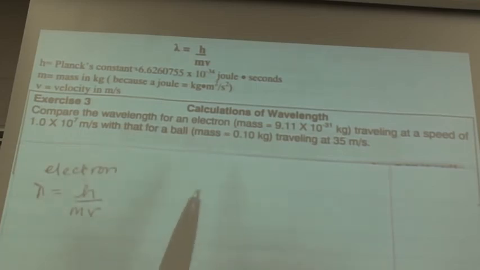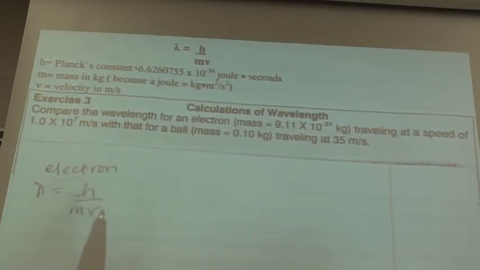What do we know here? We know this, we know this, and we know this. Are we good to go? Okay, so Planck's constant, 6.626 times 10 to the negative 34. Is that a B or a nu up there? This is a B.